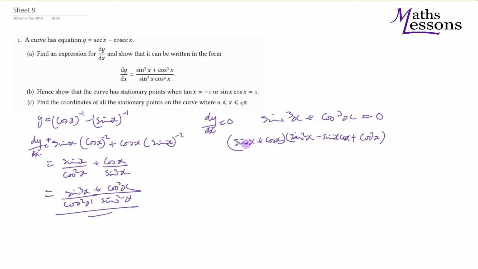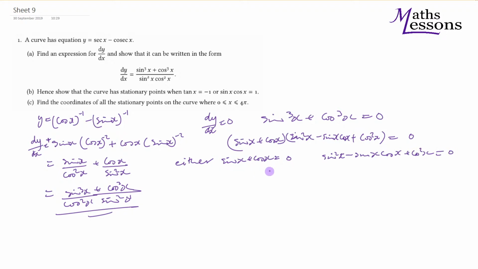Okay, to get what we need, because from this, we're going to get cos x times sin squared x. So therefore, we have this times sin x, we'll get a minus sin squared x cos x to cancel out with that. And from here, we also get a cos squared x times a sin x, and we want this times that to cancel out with that. So therefore, either sin x plus cos x equals 0, or we get sin squared x minus sin x cos x plus cos squared x equals 0.